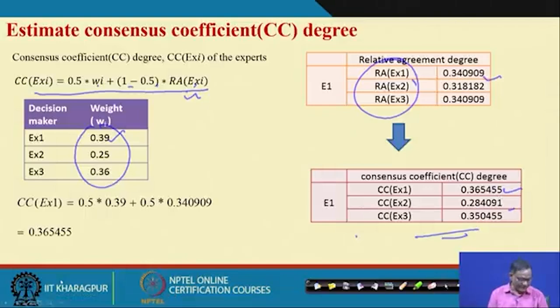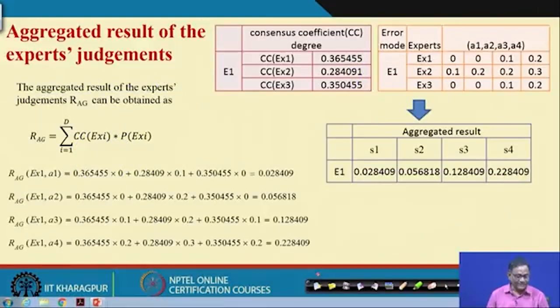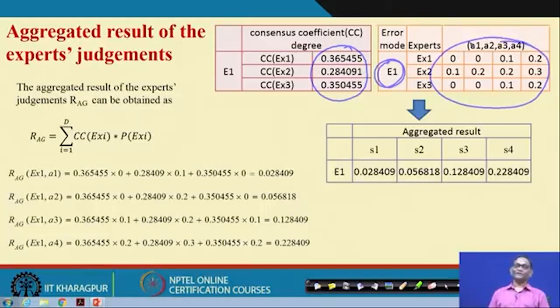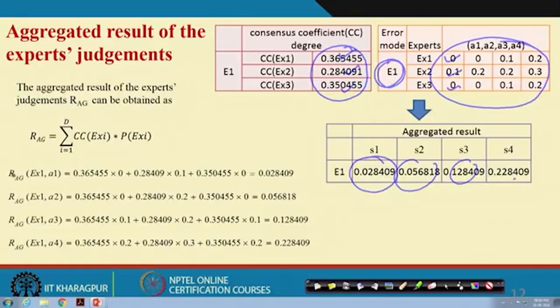Using the consensus coefficient, you go for the next step, which is the aggregated result of the expert judgments. Now see, you have the consensus coefficient, and for the error mode U1, the three experts have given values in terms of fuzzy numbers. You are finding the aggregated result using this: this multiplied by this, plus this multiplied by this, plus this multiplied by this, is nothing but this. Similarly the second, third and fourth, because it is a trapezoidal fuzzy number. So, 4 vertices are there, 4 points. All those values are calculated here.